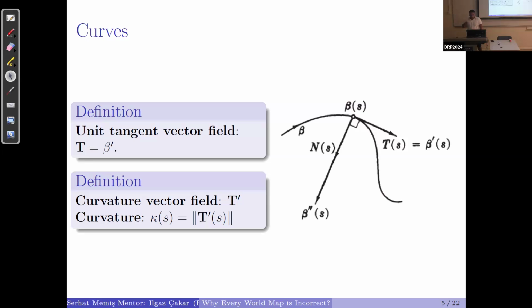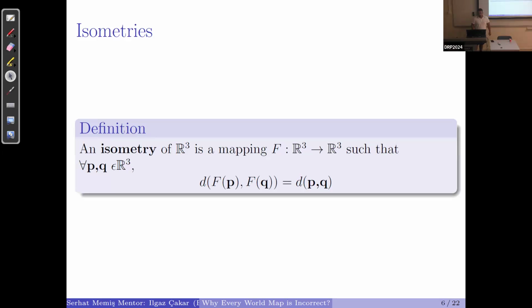So we introduced an important concept. As I mentioned, we need another notion, which is isometries, to explain our theorem. What is an isometry? An isometry is a mapping that preserves length. Mathematically, for every P and Q in R3, the distance between P and Q equals the distance between the images of P and Q under the function. If this property is satisfied, then this function is an isometry.